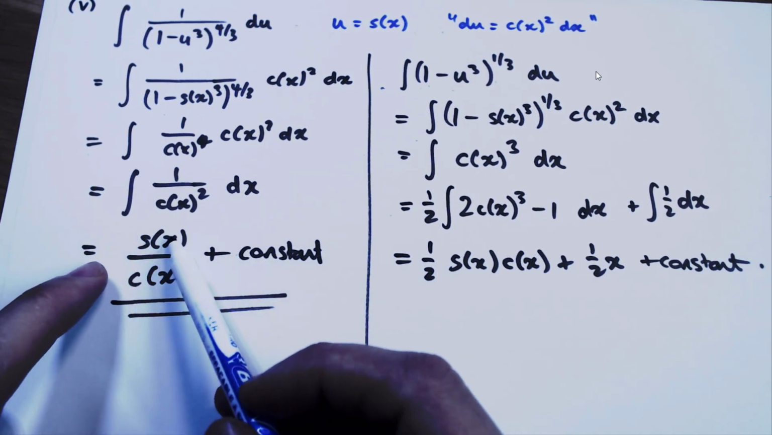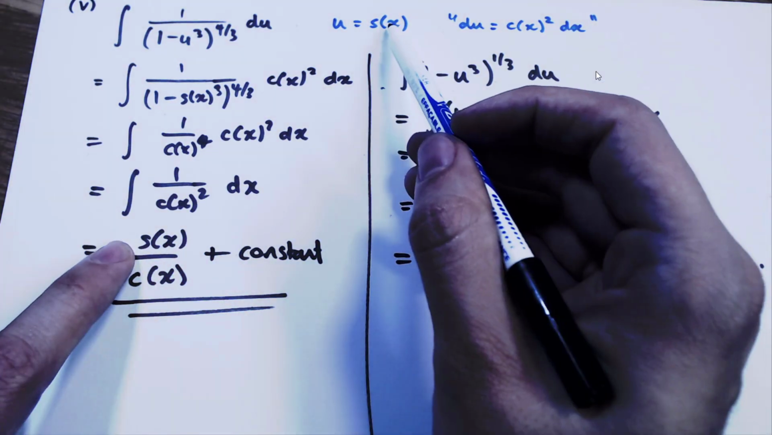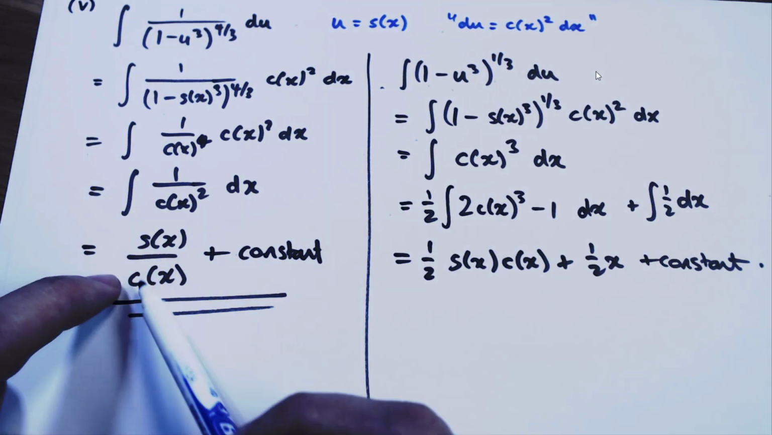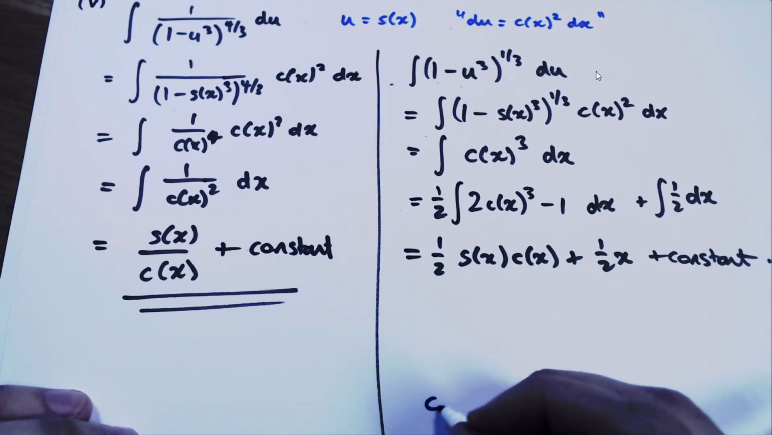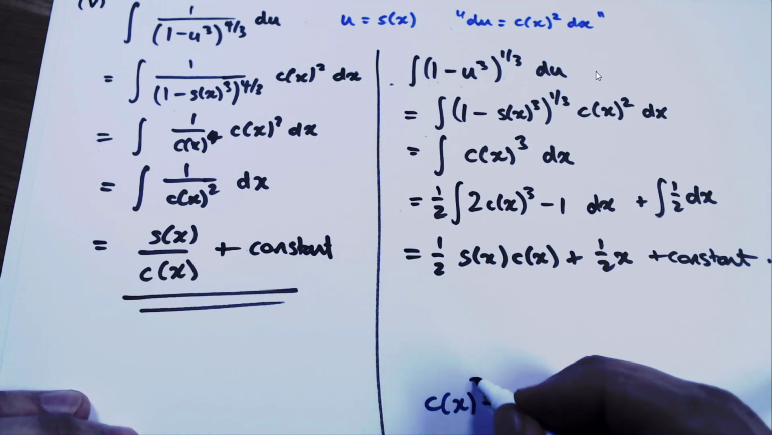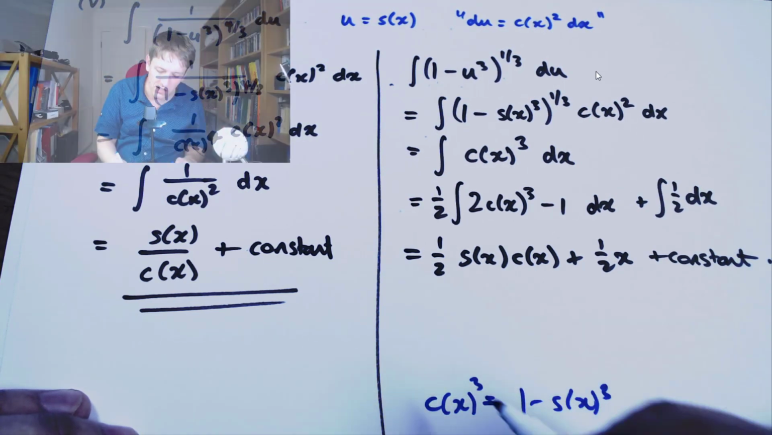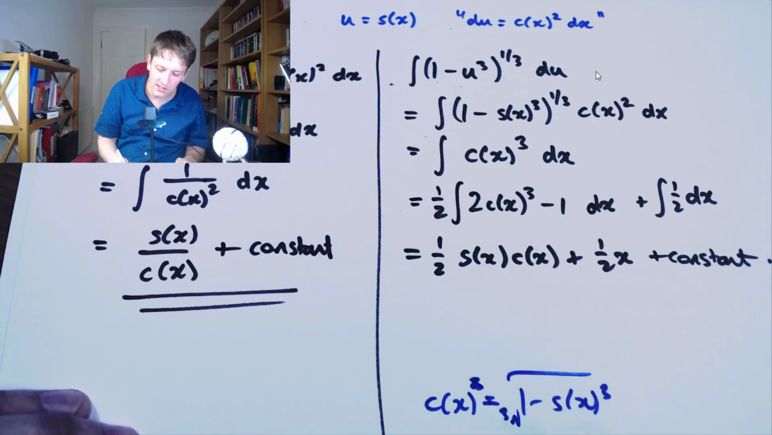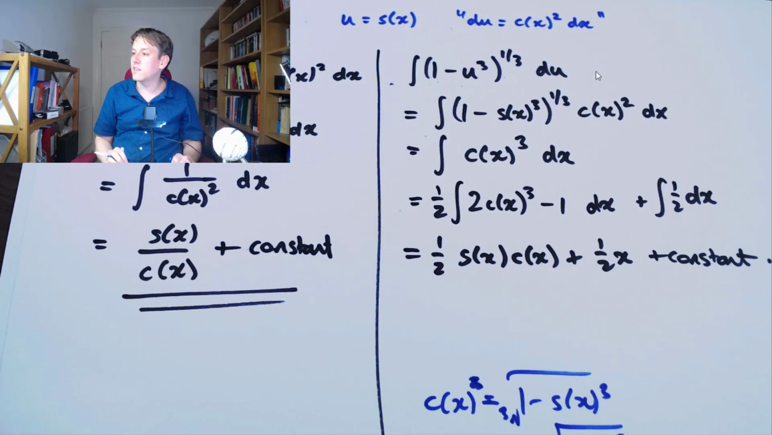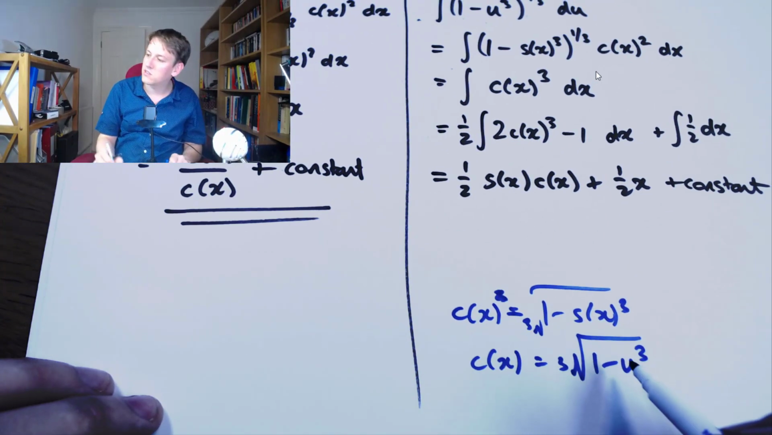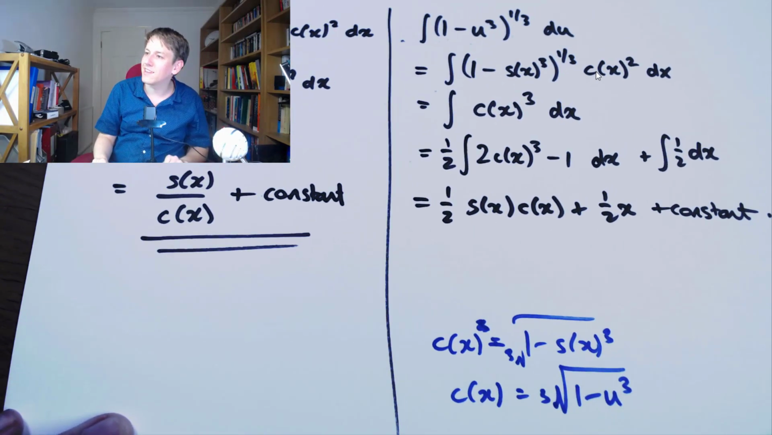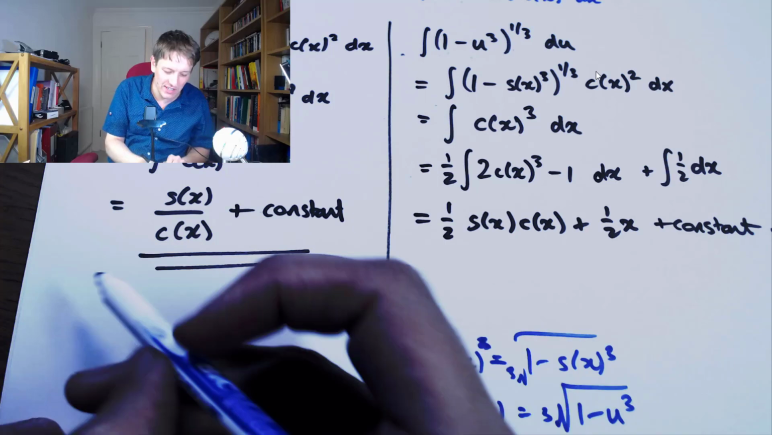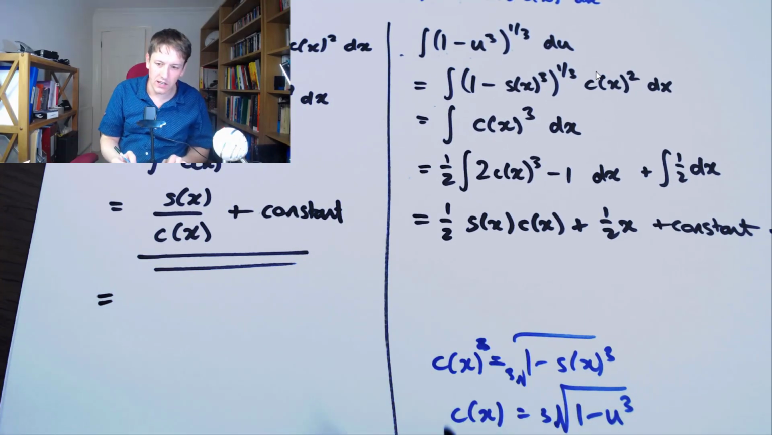Right. So the s of x is easy because that's just u. The c of x, again, we're going to have to use that fundamental identity that c of x cubed is 1 minus s of x cubed, and then take the cube root of both sides to say that c of x is the cube root of 1 minus u cubed. And this is the sort of thing we often do when we do trig and inverse trig integrals and things like that. It's not a huge conceptual leap from what we're doing usually, but it is important to finish here.